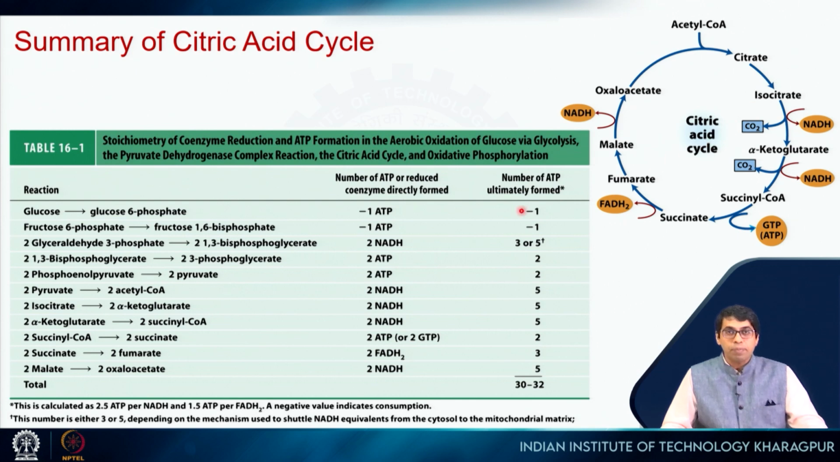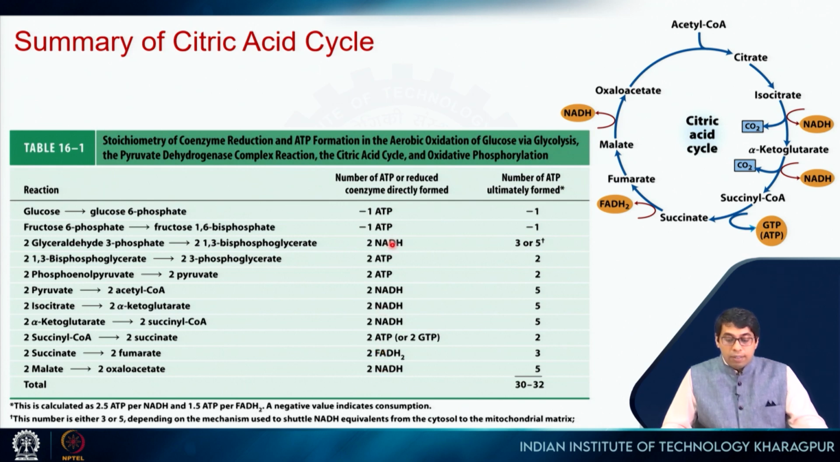This table summarizes all the high energy molecules that are produced, starting from glucose all the way to oxaloacetate, right. So, you can see how many ATP. In glycolysis, 2 ATP molecules were consumed first, so we have -1 here, and then NADH is produced, 2 molecules of ATP are produced, and then again we have seen all the formation of these NADH and FADH2 molecules, right.